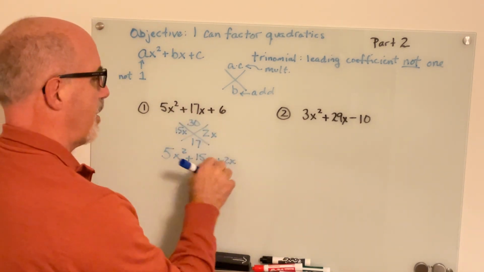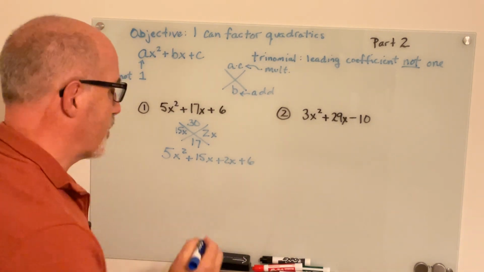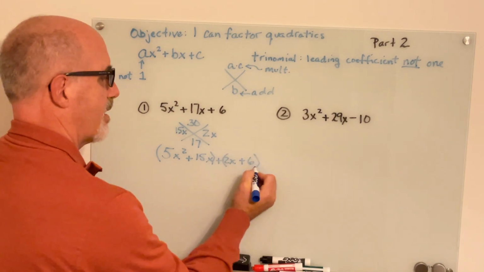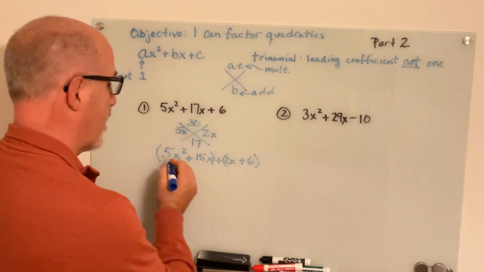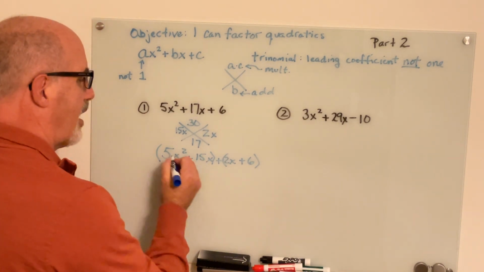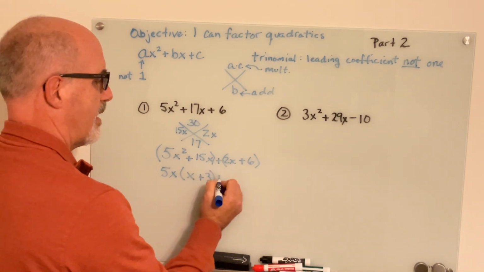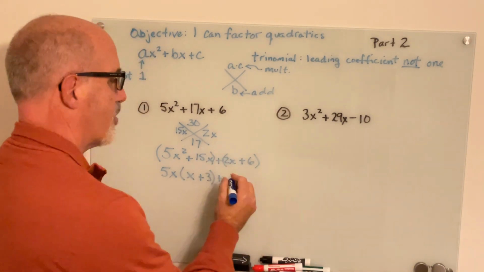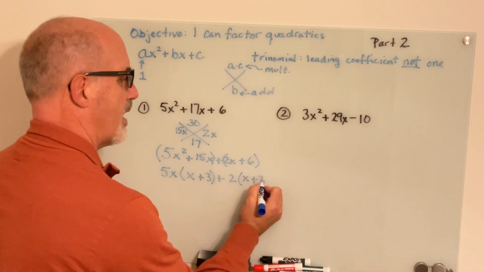So that gets split up into those two, and then I have the plus 6. Now what I'll do is I'll group these two together, and then I'm going to factor out the greatest common factor out of each part. So out of this, I'm going to take out a 5x. I'm left with an x and then a 3. Out of these two, I can factor out a 2, and I'm left with an x plus 3.